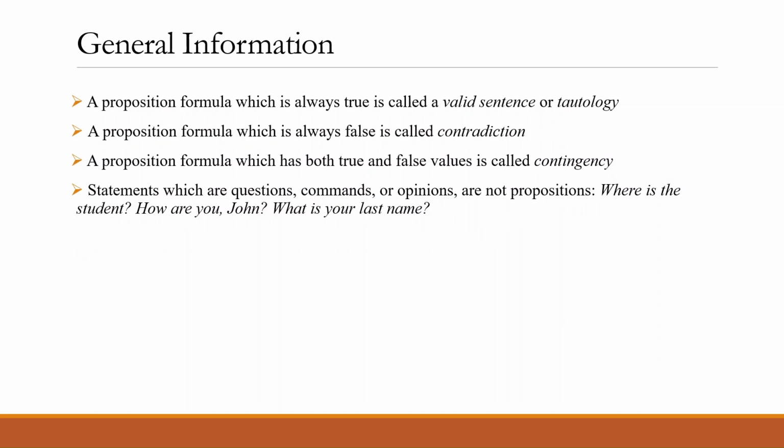A proposition formula which is always true is called a valid sentence or tautology. A proposition formula which is always false is known as a contradiction, while a proposition formula which has both true and false values is called a contingency.